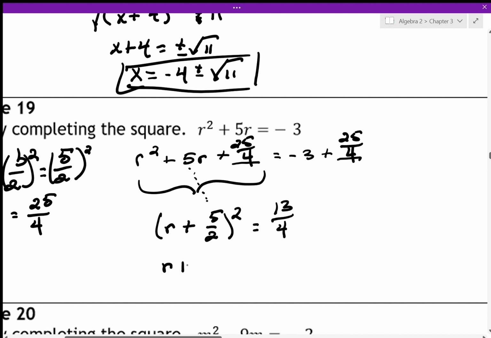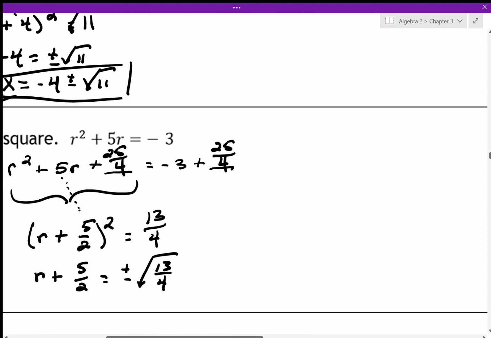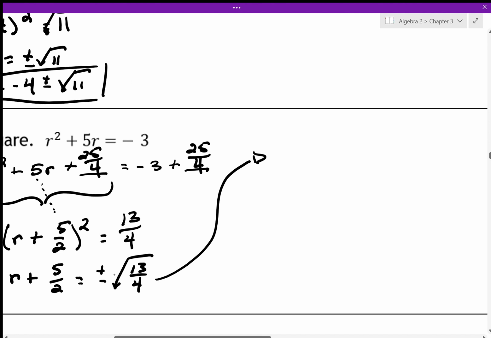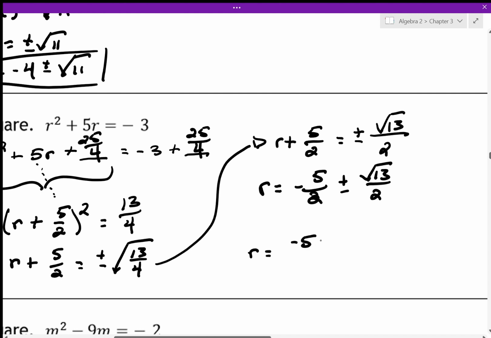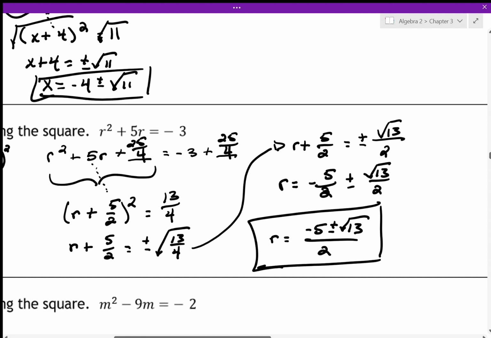Now I take my root, and I'll have r plus 5 halves equals plus or minus root 13 fourths. I'm going to try to pretty up my root, so I'm still going to have the r plus 5 halves equals plus or minus, and I'm going to break it up over the fraction. I'm going to have a root 13 up top, and then my denominator, I'm going to have a root 4. So that's 2, right? The square root of 4 is 2. And then I'll subtract my 5 halves, and I'll have r equals negative 5 halves plus or minus root 13 over 2. Now some people would leave the answer like that, but because I have common denominators, I'm going to put it together. r equals negative 5 plus or minus root 13 all over 2. And there's our answer.